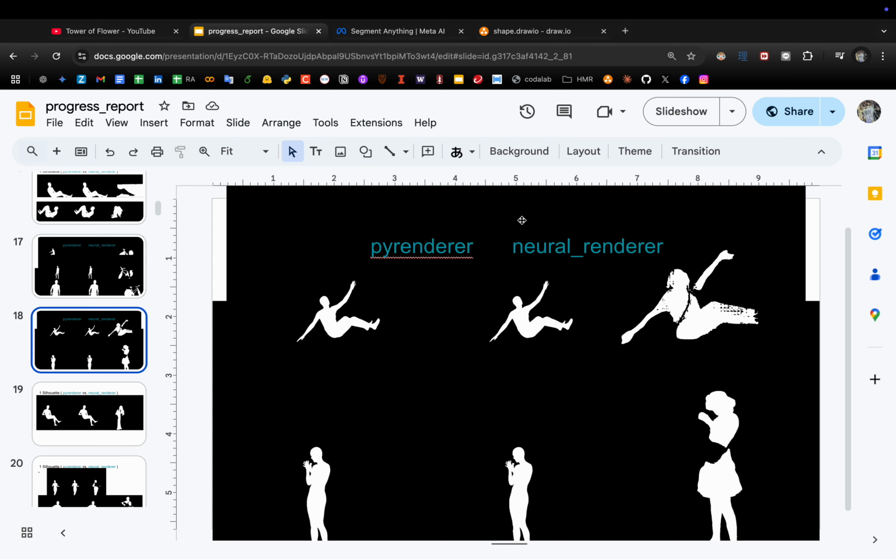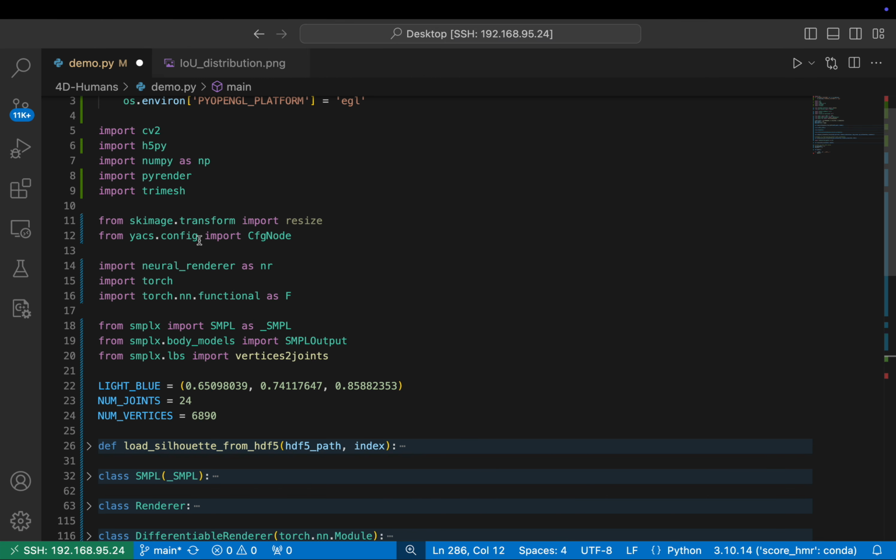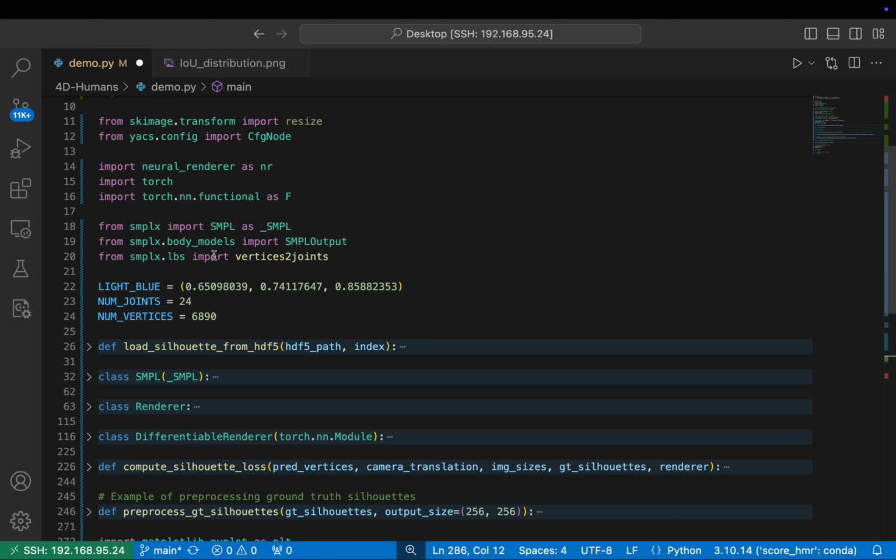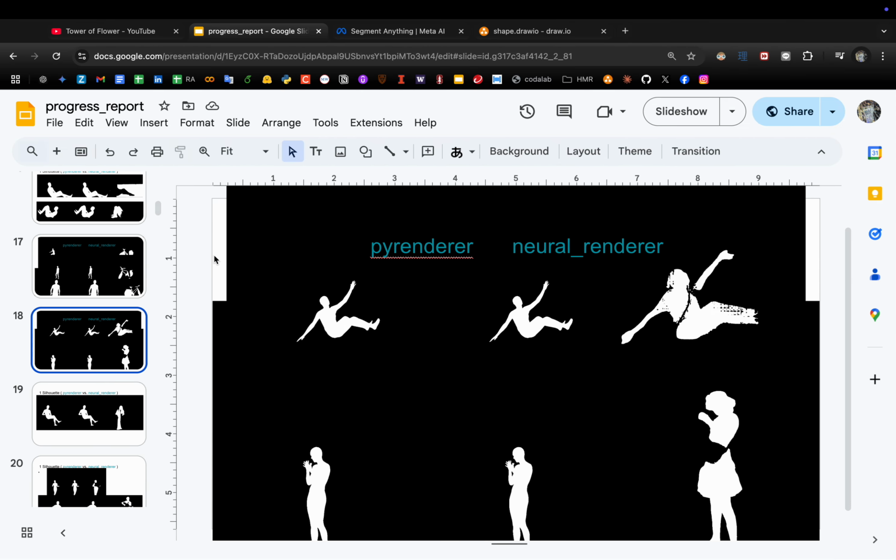The focal length is decided by the bounding box, the relative scale of the bounding box to the original image. For these extreme cases, the predicted bounding box is not accurate. So even though the pose predicted by SMPL is quite accurate, the scale is different. So this is the second scenario.